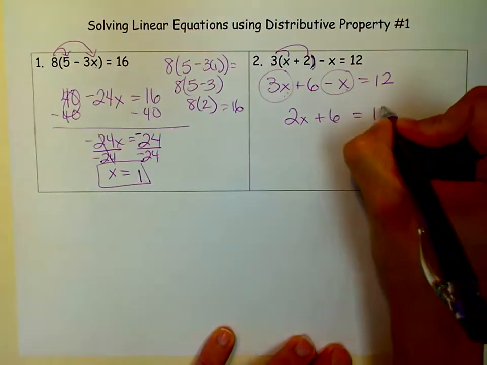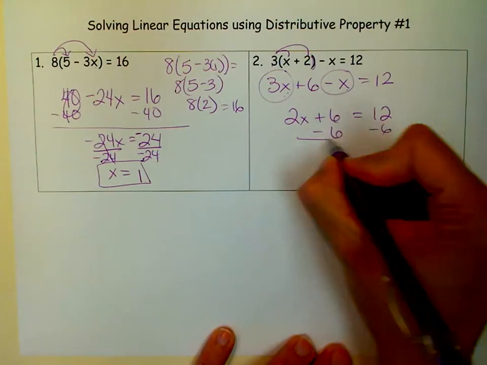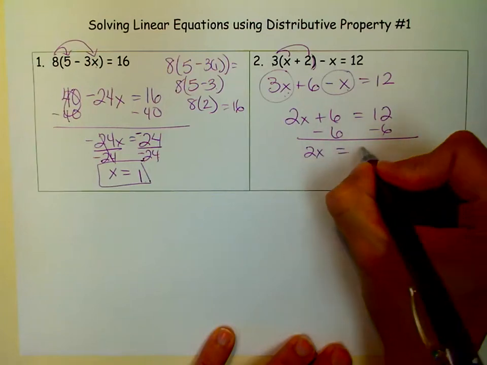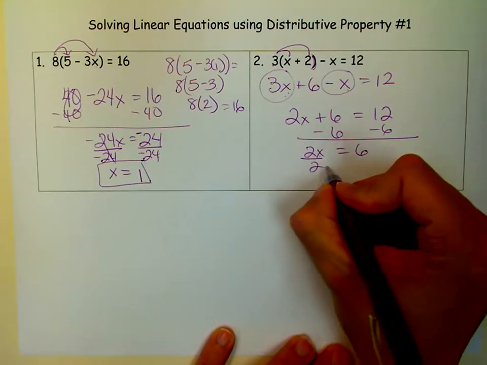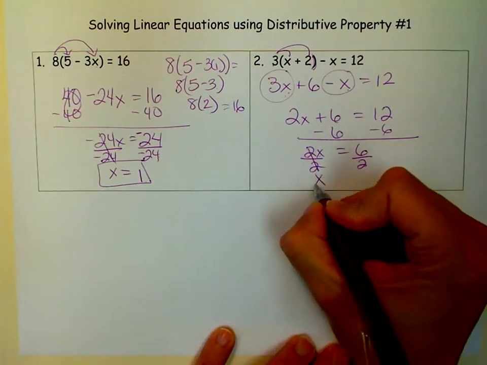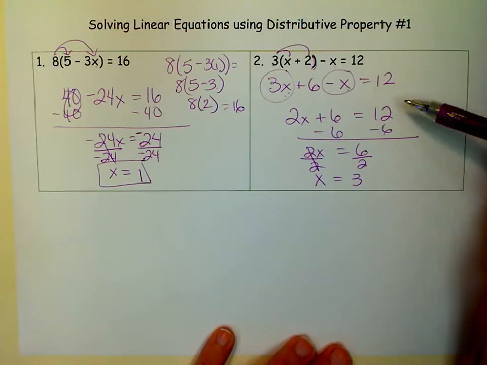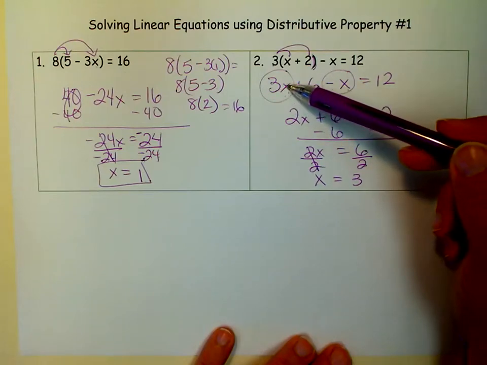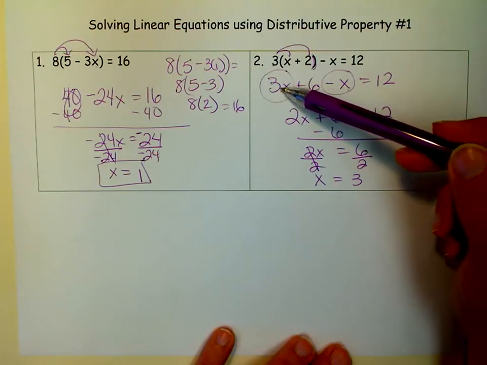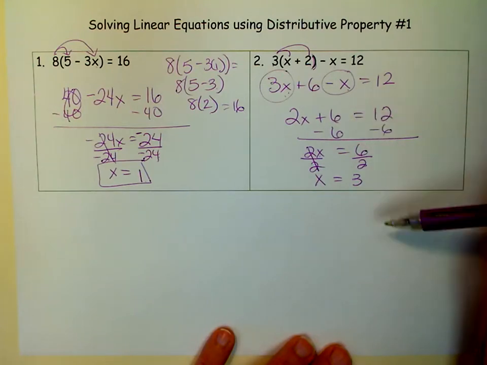Once I do that, I have a two-step equation. So I need to get rid of the constant term first, minus 6 from both sides. 2x equals 6. In order to get rid of that coefficient, since it's being multiplied, I divide by 2, and I get x equals 3. Just a reminder, you're hearing me use the words constant and coefficient. Remember, a constant is a number term. A coefficient is the number part of the x term or the y term. It's the number that's being multiplied by it. But a constant is a number that stands by itself without a variable, an x or a y.